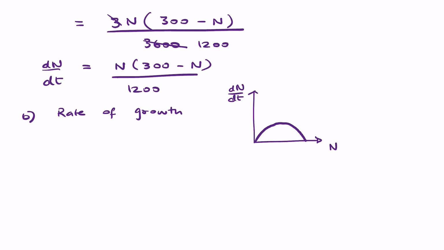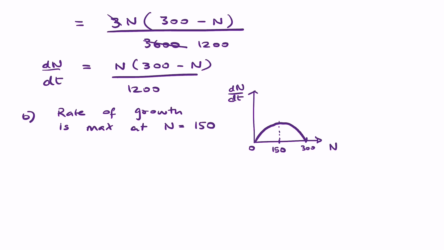So it would be like this, and this point right here would be 300, and due to symmetry, this value over here will be 150, the maximum. So the rate of growth is max at N equals 150. From here now, I would work out the value of t.